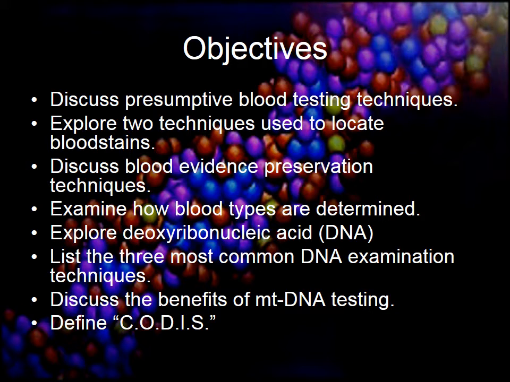We'll also talk about presumptive blood testing techniques, two techniques to use to locate blood stains, blood evidence preservation techniques and how blood types are determined. We'll talk about deoxyribonucleic acid, also known as DNA, three most common DNA examination techniques. We'll talk about what the benefits of mtDNA testing are and what code it is.